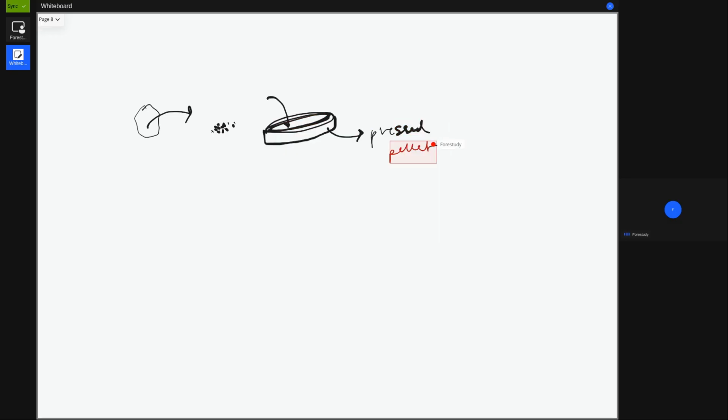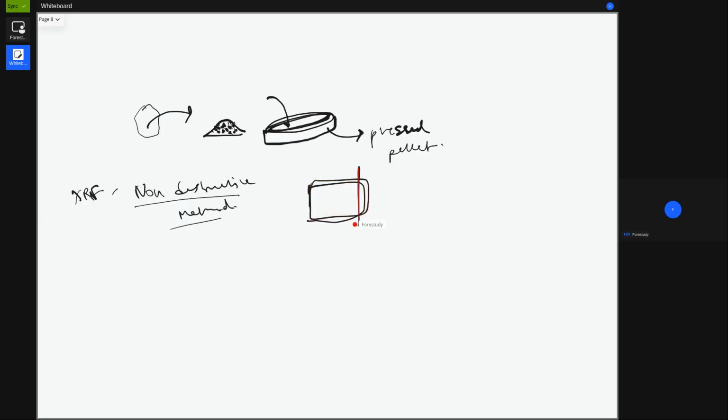This is one way of preparing a sample. XRF is also called a non-destructive method. See, if you are powdering the sample, we are destroying the in situ condition of the different minerals, right? But in a non-destructive method, say this is a mineral, we take a chip from it. A chip is just like a small sheet of mineral.